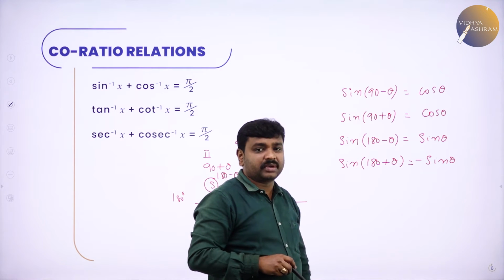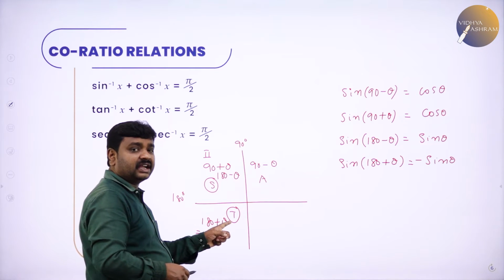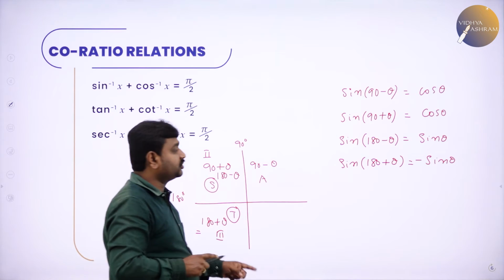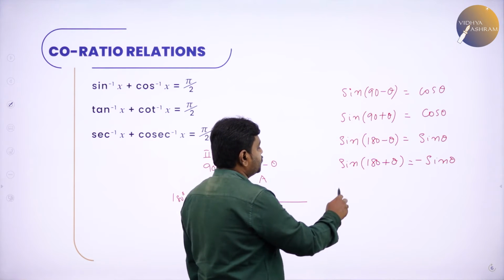But I'll put minus. Why? Because 180 plus theta lies in which quadrant? Third quadrant. In third quadrant, what is the alphabet? T. T means tan or cot will be positive. But your question is not tan, it is not cot. So negative.